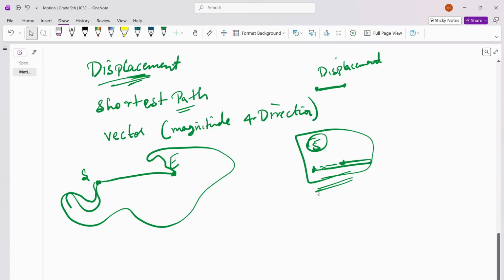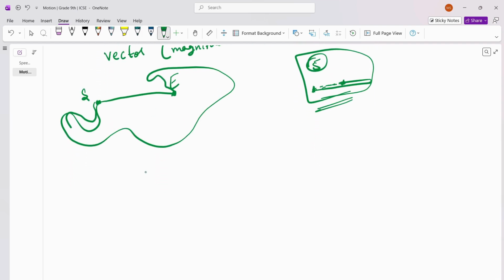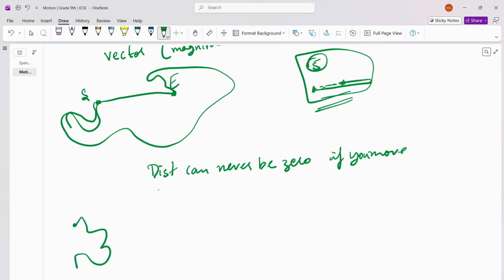Okay, and one key point is distance can never be 0 if you move. Okay, but displacement can be 0 if you move. For example, you move from this point and you come back to the same point. In this case, the distance is whatever the path covered. Okay, and the displacement is 0 because you come back to the same point.